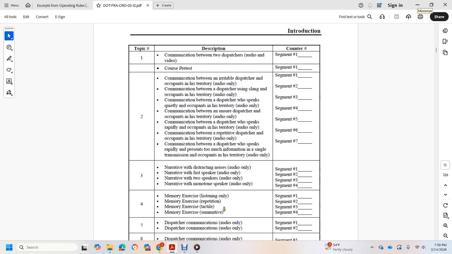Narrative with a distracting noise, audio only. Narrative with a fast speaker, audio only. Narrative with a two-speaker, audio only. Narrative with a monotone speaker, audio only.